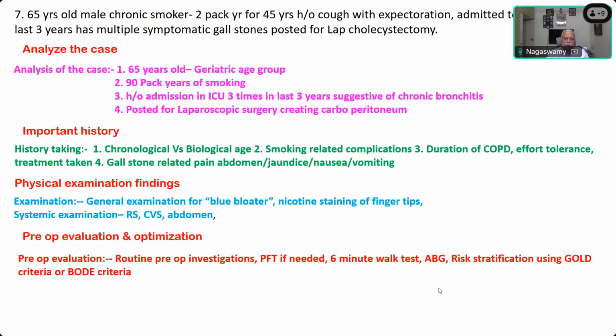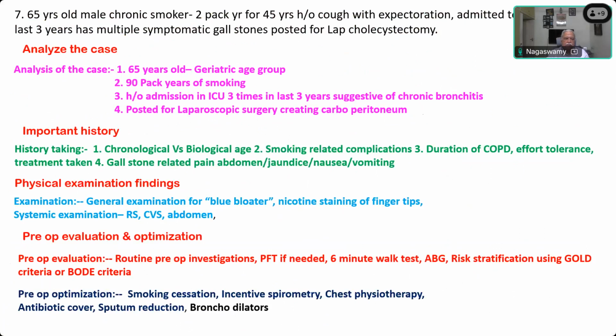What is GOLD criteria? Sir, BODE: B is for BMI, obstruction, dyspnea, and exercise tolerance. GOLD criteria is a grading of COPD with the help of FEV1 and FVC. Okay, so both of them can be used to assess the severity. Then pre-operative optimization: smoking cessation, incentive spirometry, chest physiotherapy, antibiotic cover, sputum reduction, bronchodilators.